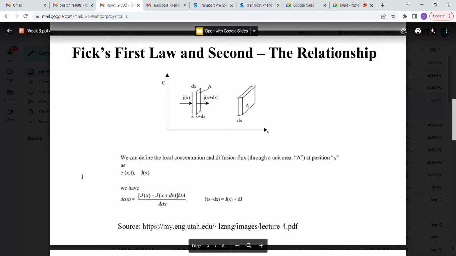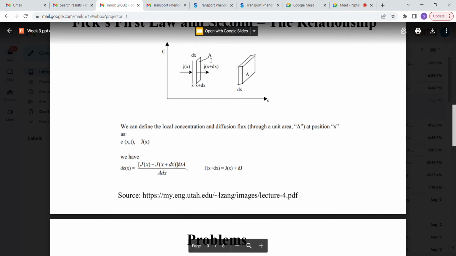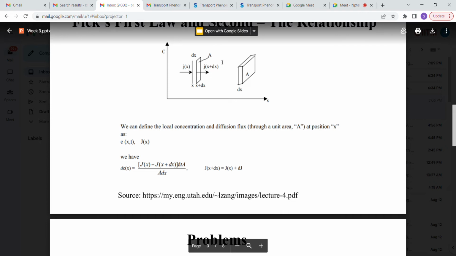Now we have these two equations. Let's look at this equation first. J of x plus dx, or the flux at x plus dx, is equal to J of x plus dJ, which means that the diffusion flux at the point x plus dx is equal to the diffusion flux at the point x plus whatever changes may have occurred in the diffusion flux within this volume element dx. That's what this equation implies.